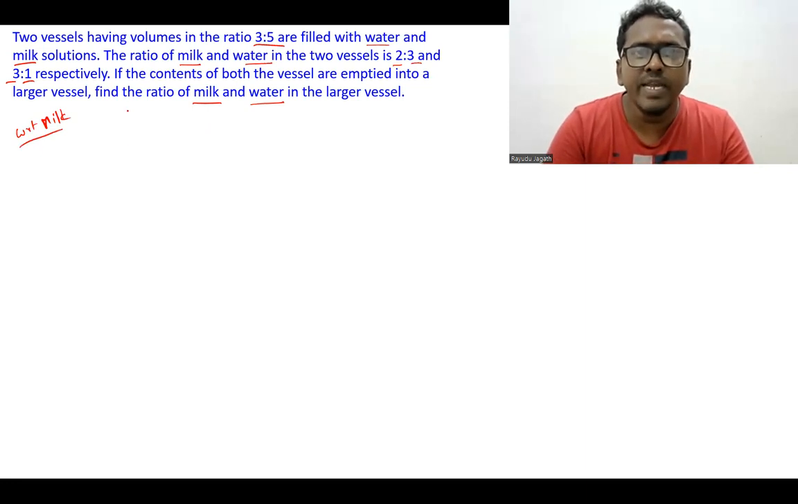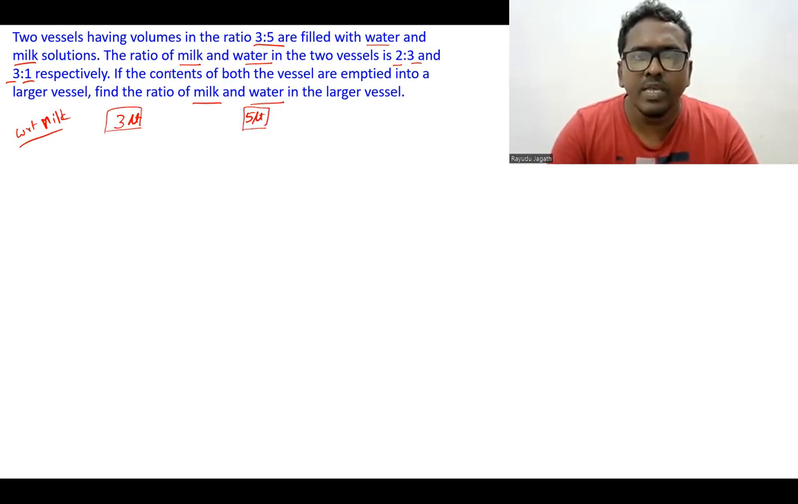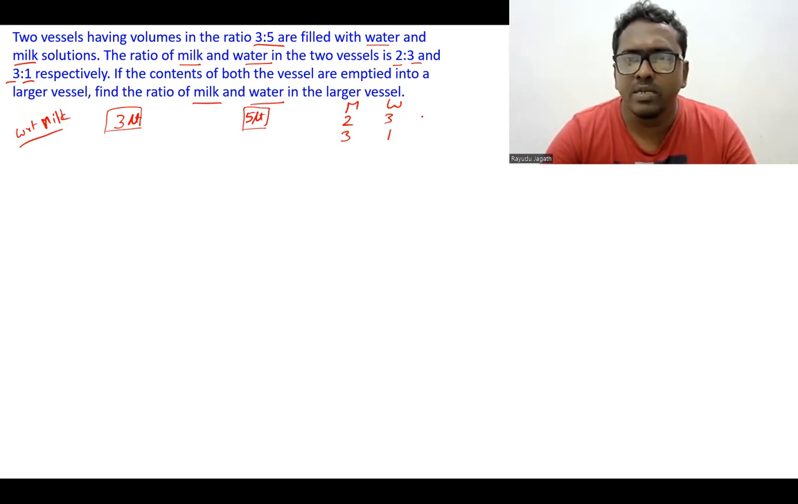So here, what is the weights of two volumes 3:5? So I write here 3 liters, assume, and this is 5 liters, assume, and this is fixed. These two are nothing but weights corresponding to milk percentage in that 3 liters weight. The ratio of milk and water in the two vessels are in the ratio 2:3. So milk to water in the first vessel is 2:3. In the second vessel, it is 3:1. So out of 2 plus 3, total 5 parts, 2 parts are milk, and out of 3 plus 1, 4 parts, 3 parts are milk.